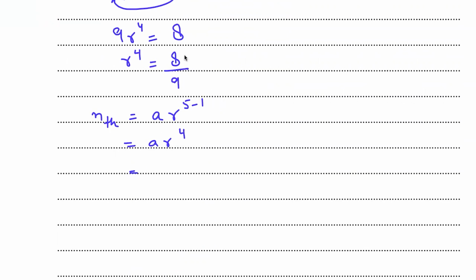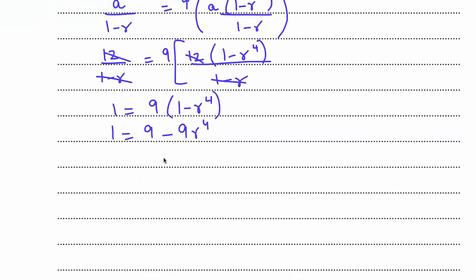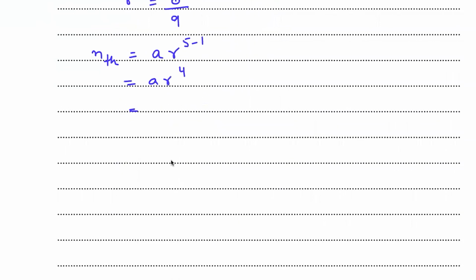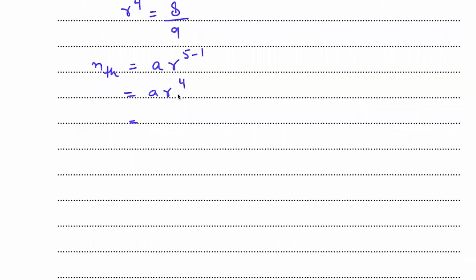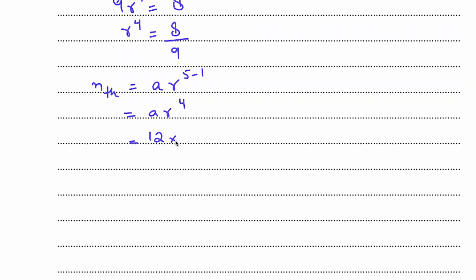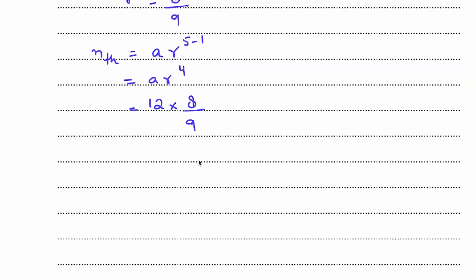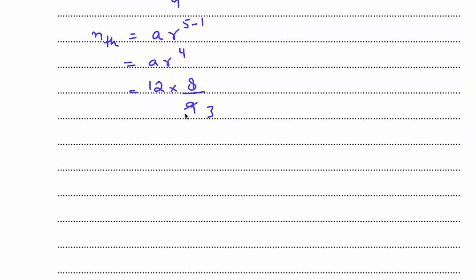We already have r to the power 4 as 8 upon 9, and the value of a is 12. So 12 times 8 upon 9 will give us the fifth term, which will become 32 upon 3, or 10 wholes 2 upon 3.